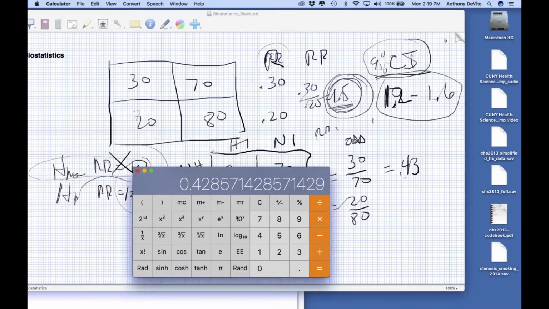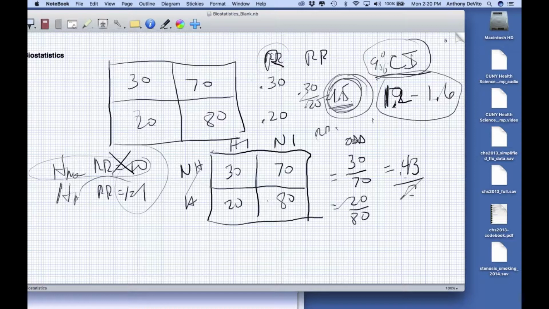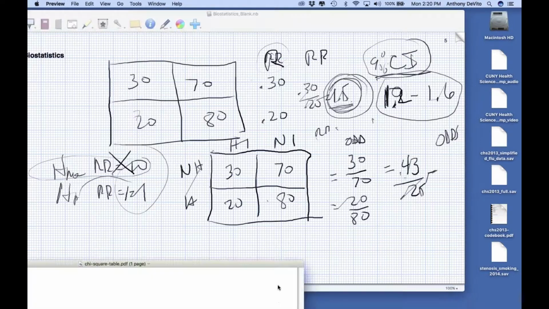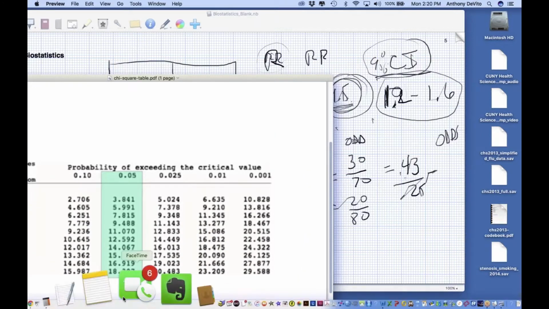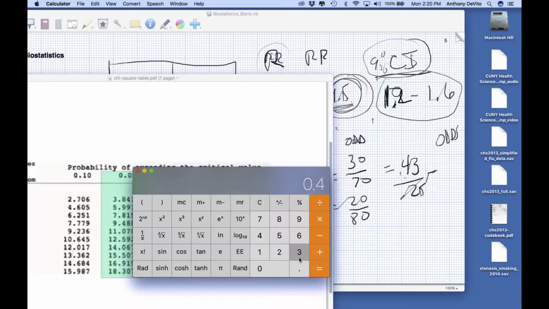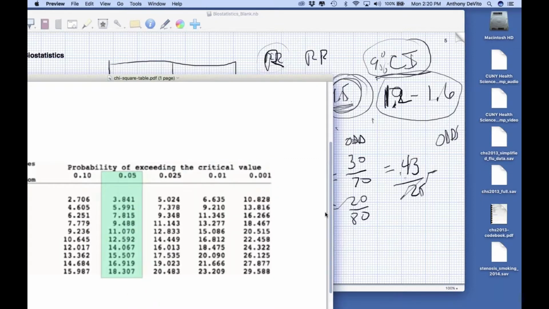0.43 is the odds. And the odds, if you wore a helmet, were 20 over 80, which is equal to 0.25, right? So our odds ratio, where your expectation, if there's no association, is that the odds ratio would be equal to 1, is 0.43 over 0.25. 0.43 divided by 0.25 is 1.7. Okay, I'll round it up to 1.7.